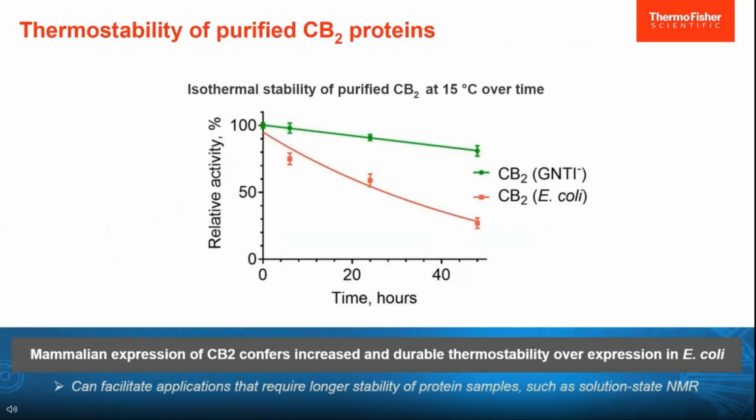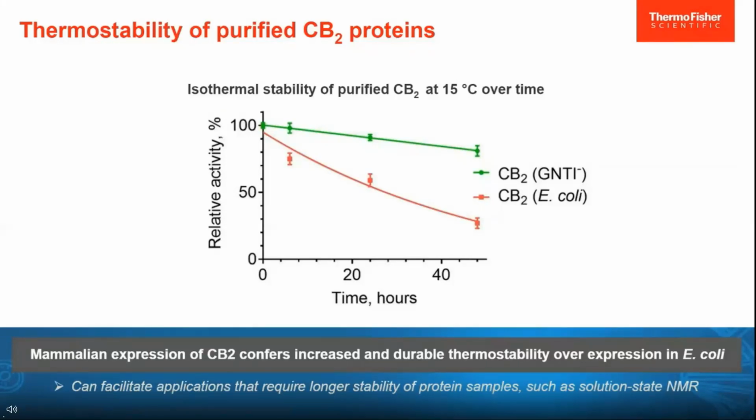And finally, they examined the isothermal stability of purified CB2 at 15 degrees Celsius over time. And as anticipated, they found that mammalian expression of CB2 not only conferred an increased thermostability compared to expression in E. coli, but that this stability was also sustained for a longer period of time.